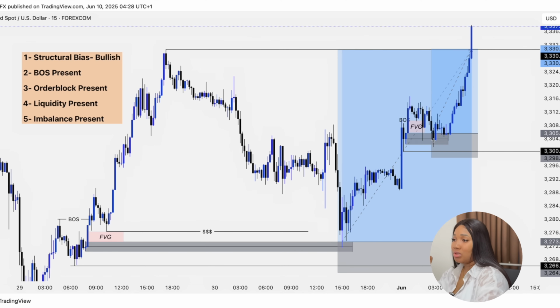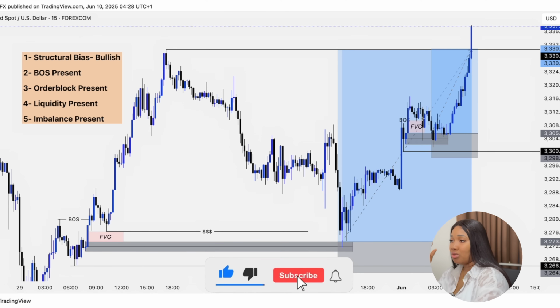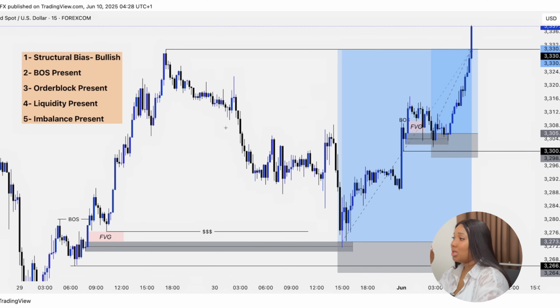This is also a continuation entry where I had to add positions. But you can see we have break of structure, the imbalance created, market tapped in, moved to my direction. Now, when you see setups like this, they would look very beautiful. But then I can wait for days for this to show up on the chart.